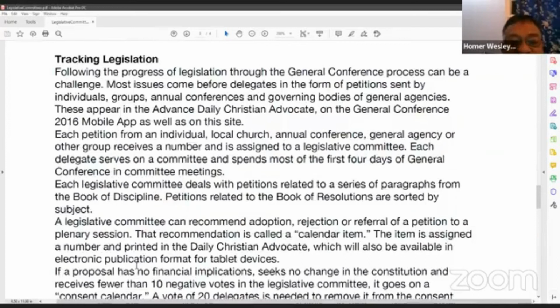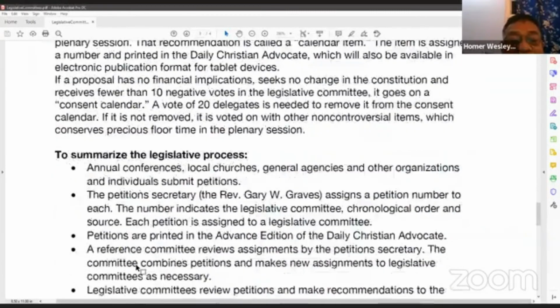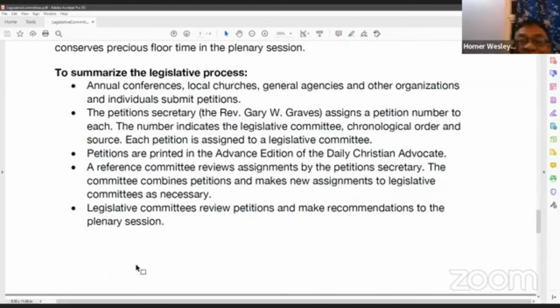As for tracking legislation, we may not go into it in detail. To summarize the legislative process: annual conferences, local churches, general agencies and organizations, and individuals submit petitions. The petition secretary, Reverend Gary Graves, assigns a petition number to each, and each number indicates the legislative committee, chronological order, and source. Each petition is assigned to legislative committees. Petitions are printed in the advanced edition of the Daily Christian Advocate. This is sent to the delegates of the General Conference.